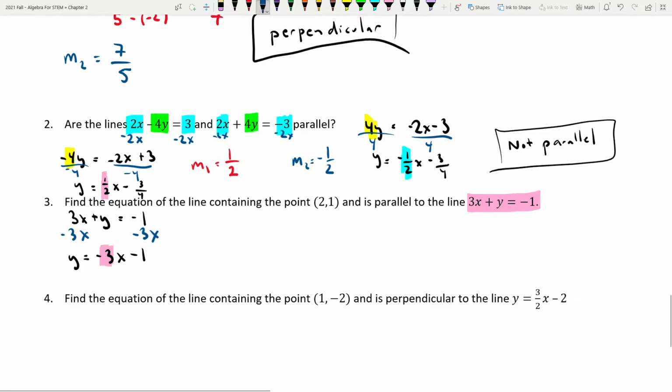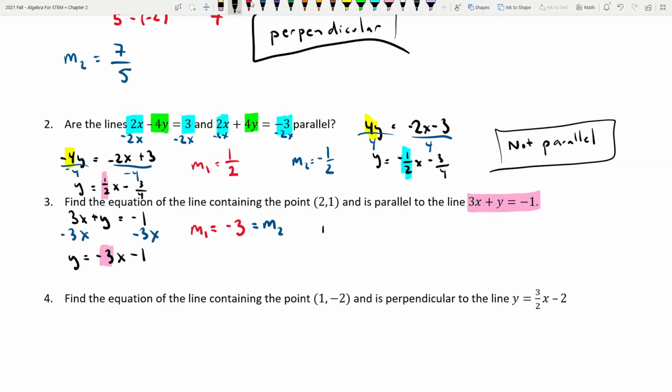So the slope of the line that I want is going to be equal to that because I'm looking for a parallel line. So the slope of the red line, m1, is equal to -3. And since I want a parallel line, my slope, m2, will also be -3. So now I know the slope and a point, so I can create an equation of this line.